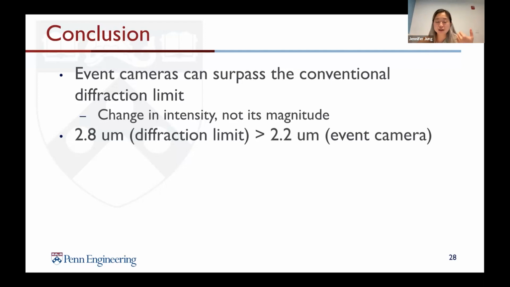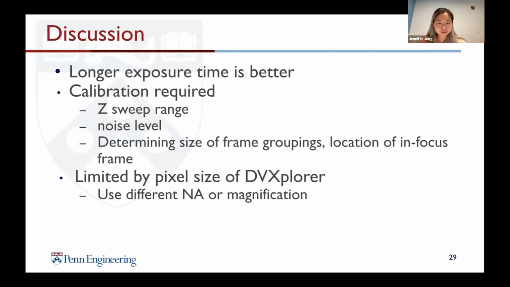Basically, through the math and through the visual that I showed a couple slides ago, you can see that the event camera is better able to show that 2.2 is indeed smaller than 2.8. So, some discussion about what's going on, and thoughts for future things.